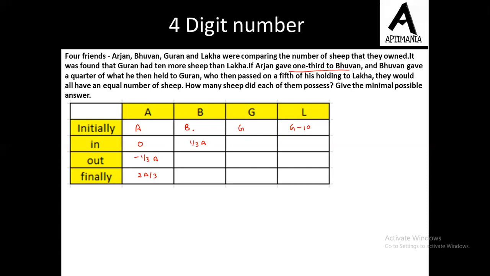Now the total sheep with B is B plus A by 3, out of which the number of sheep that is transferred to G is 1/4 of this value. 1/4 of B plus A by 3 is transferred to G, and now B is left with 3/4 of this value. Obviously if 25% is gone, he must be having the remaining 75% with him. So he has given 1/4, so he is remaining with 3/4 of B plus A by 3. Now in the question it is given that finally they all had the same number of sheep. So we can simply compare these two values. So 2A by 3 must be equal to 3 by 4 of B plus A by 3.